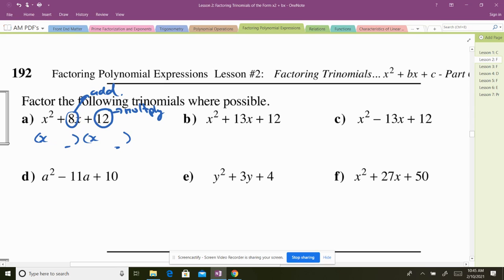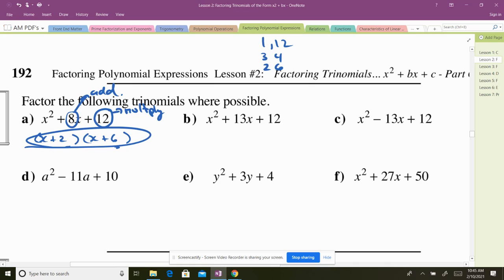So you just go through the numbers. What multiplies to 12? Start with 1 and 12. Can you add those to get 8? No. 3 and 4. Can you add those to get 8? Everybody knows what the answer is. 2 and 6. Can I add those to get 8? Yes. So then you just go plus 2, plus 6, and you're done. If you multiply those two brackets together, you will get x squared plus 8x plus 12, all right?